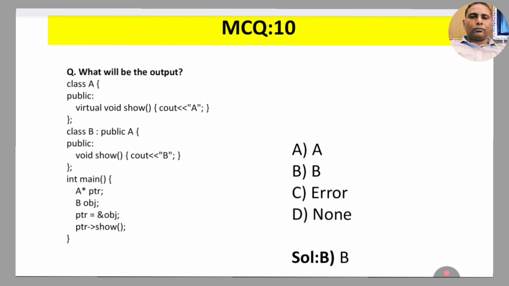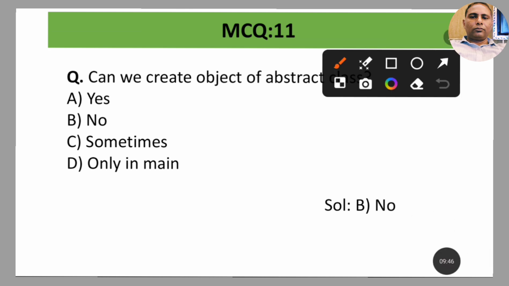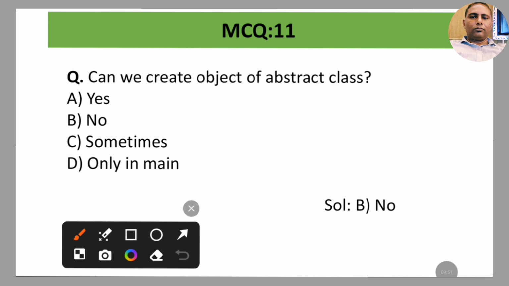Now, if we talk about the next MCQ, the question is: can we create an object of an abstract class? The options are yes, no, sometimes, only in main. I think we have seen that in an abstract class we cannot create the object. So option B should be the correct answer for this.